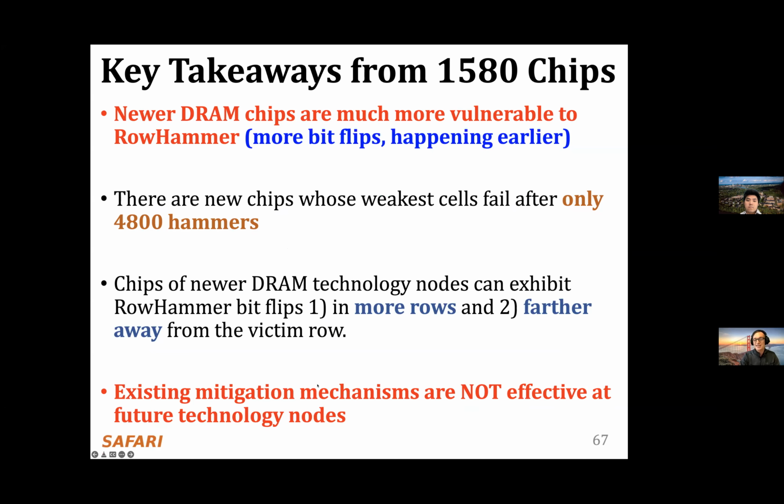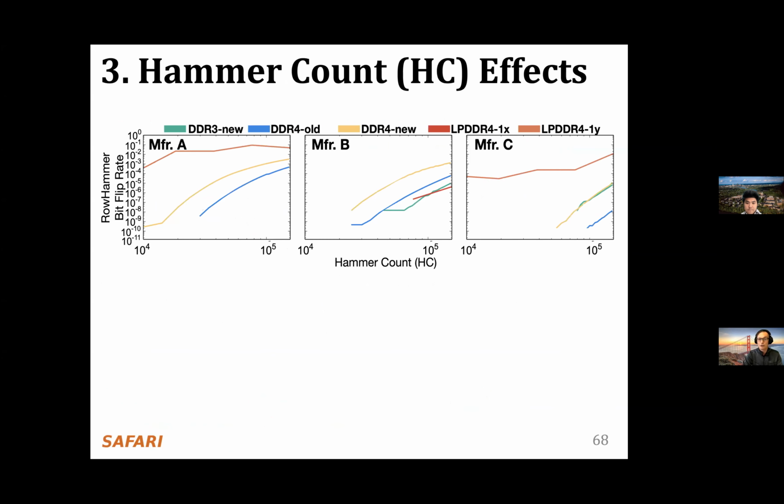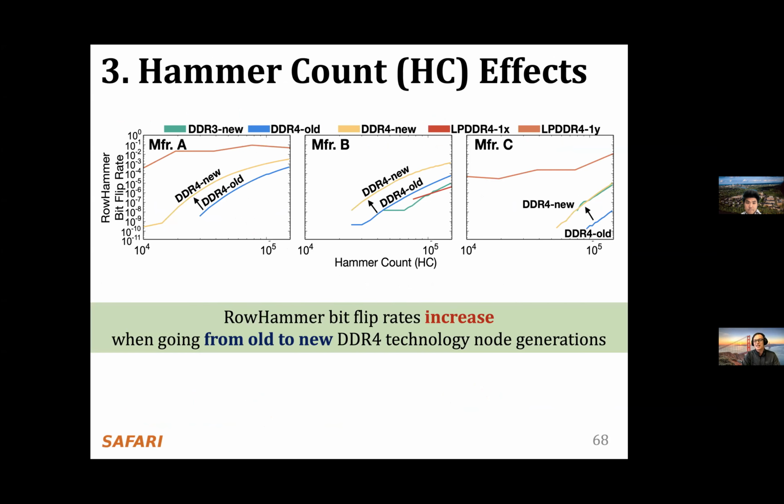And unfortunately, existing mitigation mechanisms are not effective at future technology nodes. They may work at higher technology nodes, but as the technology scales, they become very ineffective, meaning either they don't work or they have very high overhead. So they're not scalable. That's just one example.